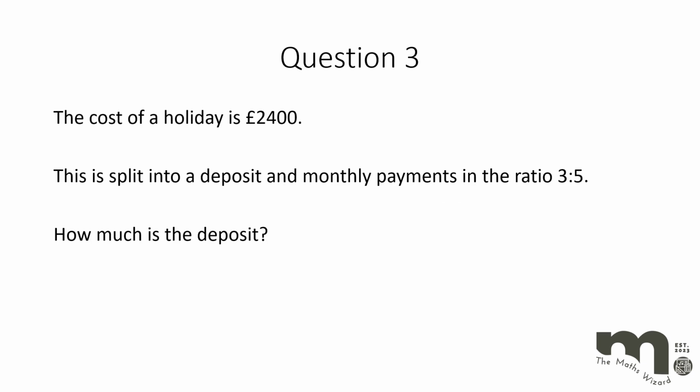Okay, so our next question is a context-based question, and I've taken this from part of an exam question. It's not the full question, but it's just part of it. So the cost of a holiday is £2,400. The payment is being split between a deposit and monthly payments. We want to know how much the deposit is. So your ratio for this is 3 to 5. So pause your video and have a go.